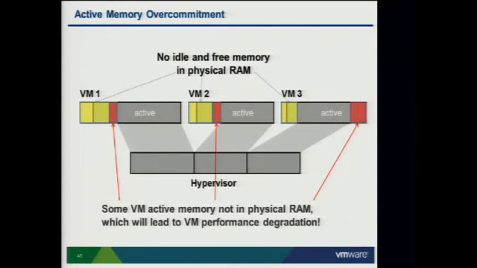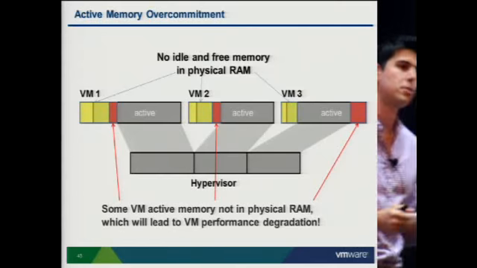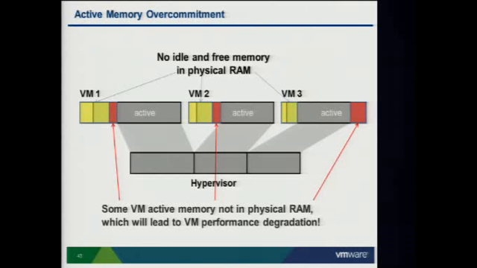So what you see here is that piece of memory out there is active, but it's not in physical RAM, so what happens? Well, the VM's going to try and use it because it's active, so it needs to swap that memory back in, so the VM's going to wait for that. It's going to start using it, but now the VM is over its entitlement.